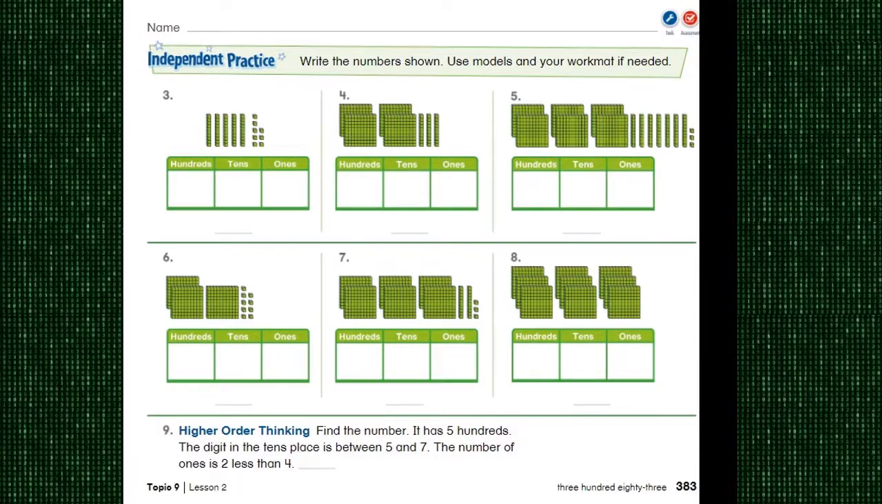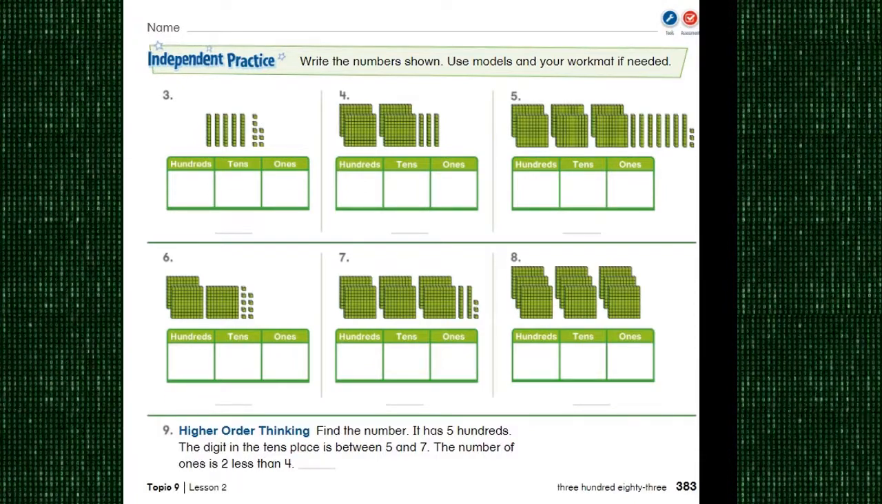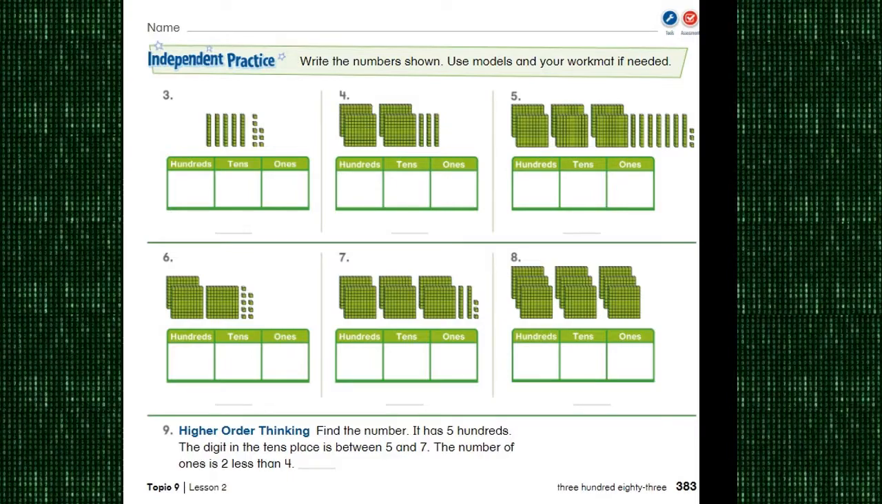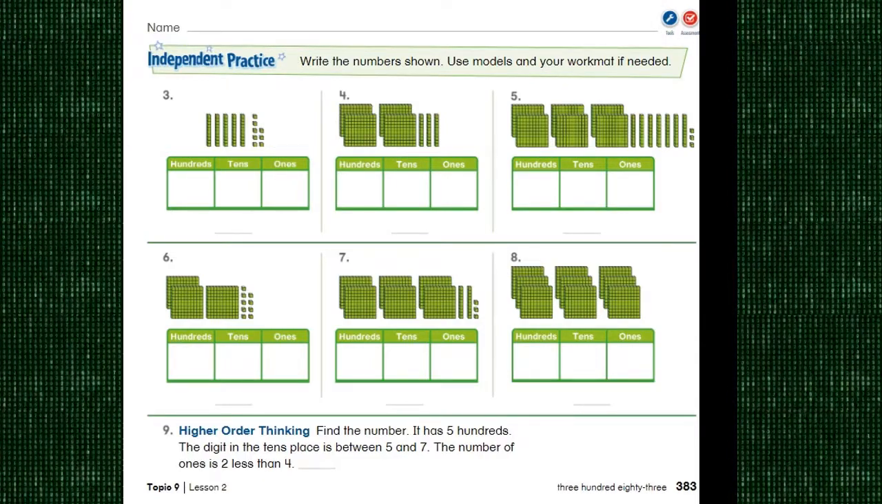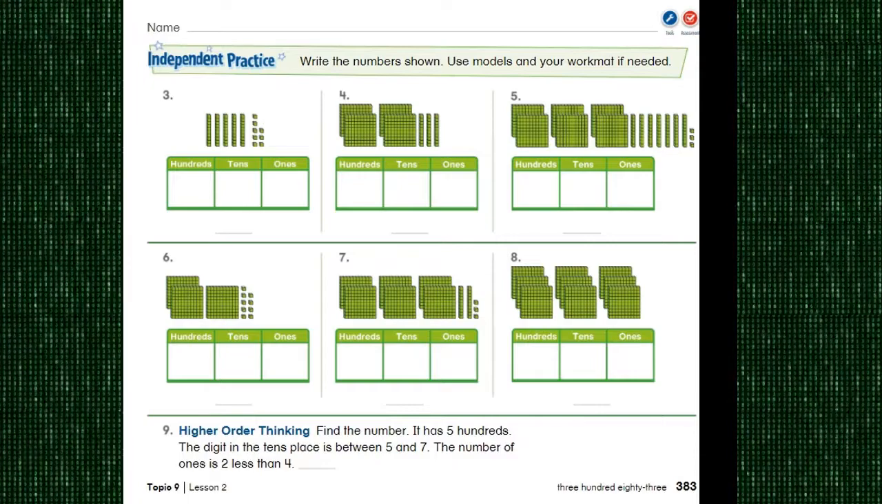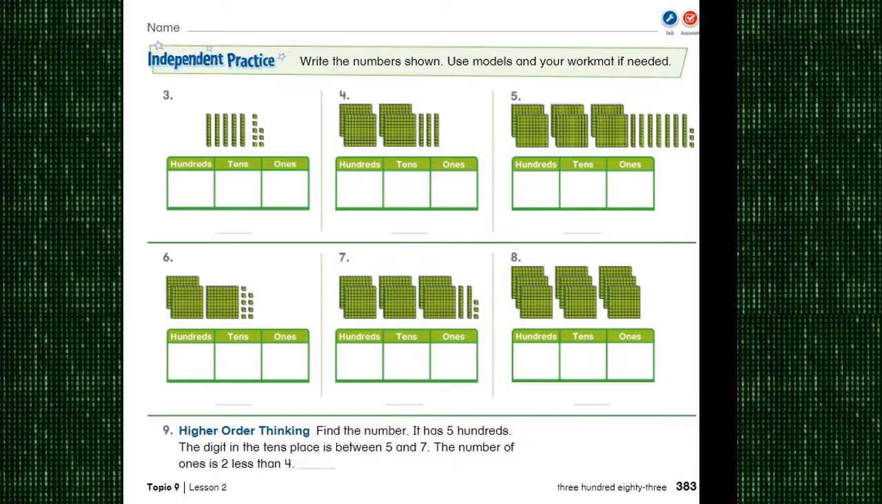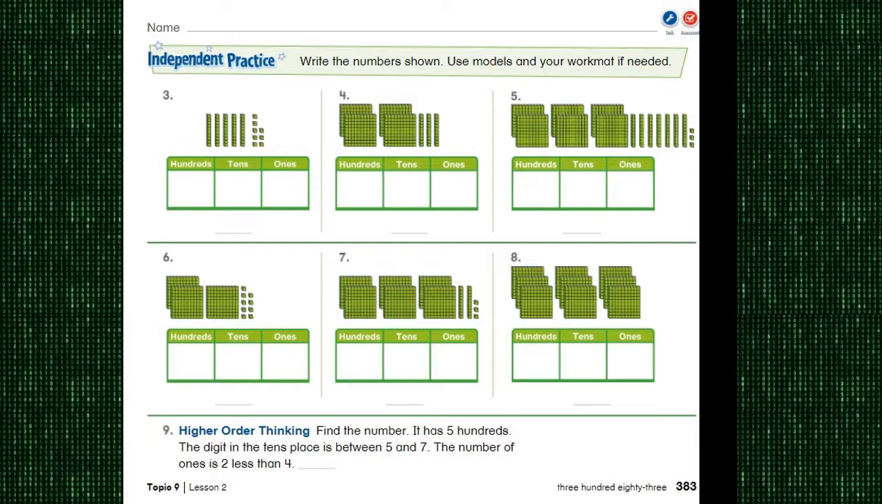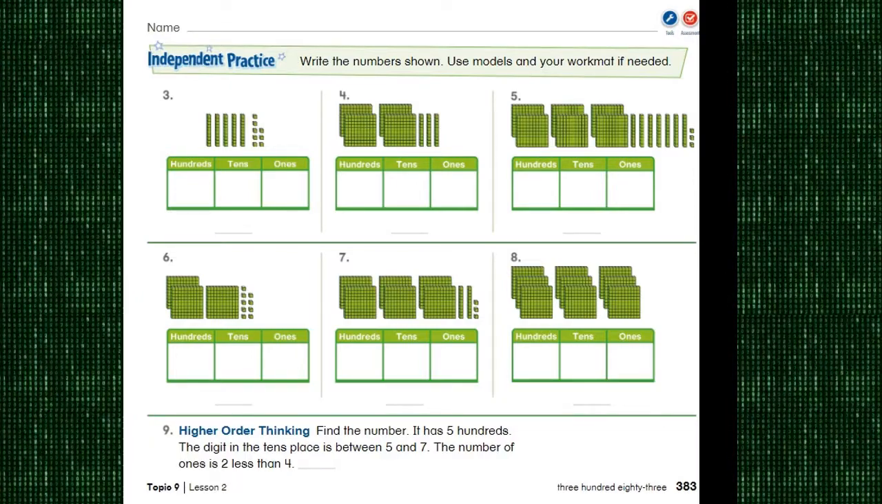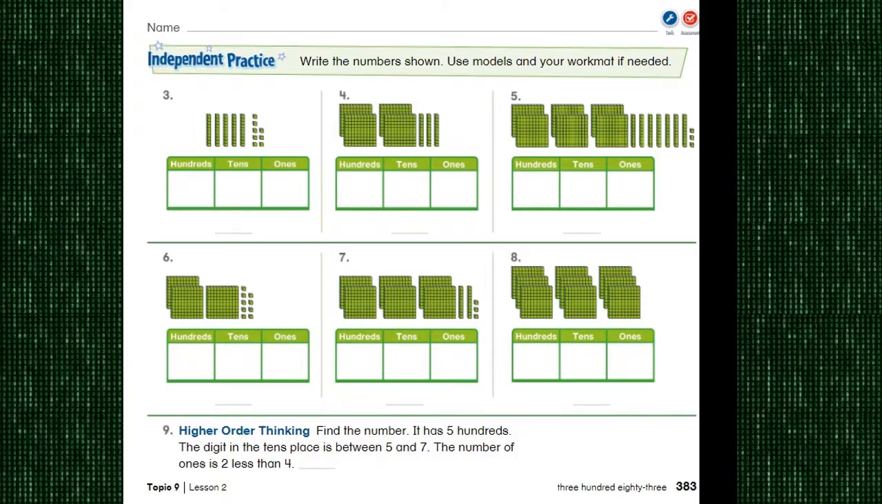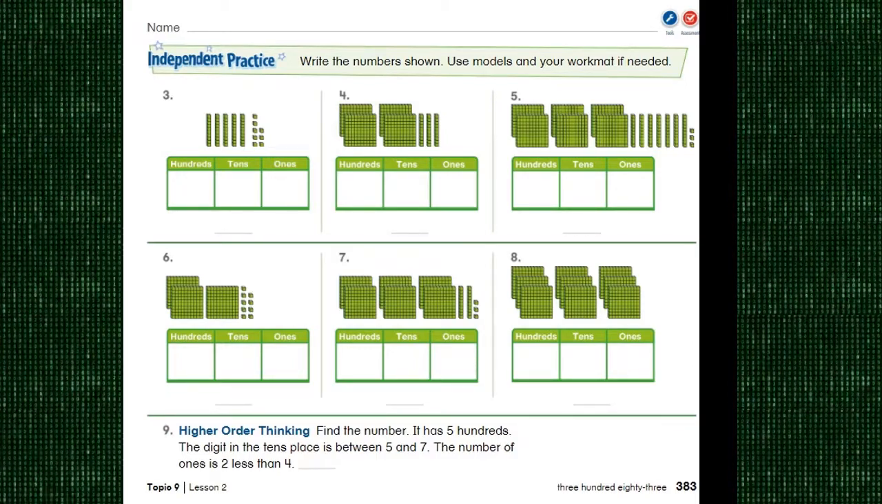Okay, so for numbers 3 through 8, you have the same thing. For number 9, higher order thinking, which means you've got to go slowly and think about it. Find the number. It has 5 hundreds. The digit in the tens place is between 5 and 7. The number of ones is 2 less than 4. Ooh, I think you can figure that out.